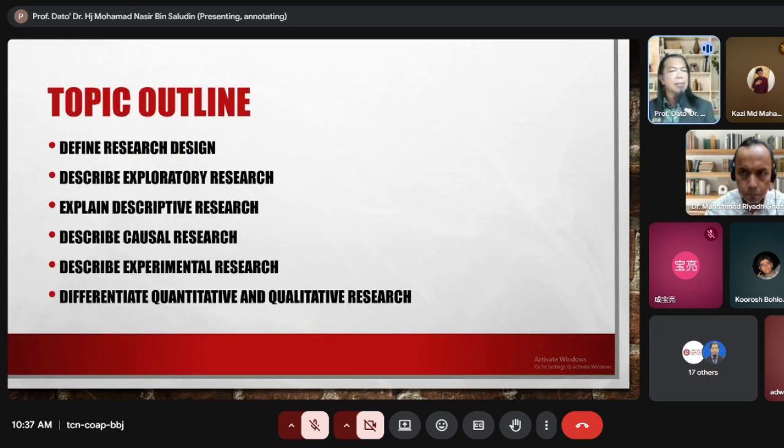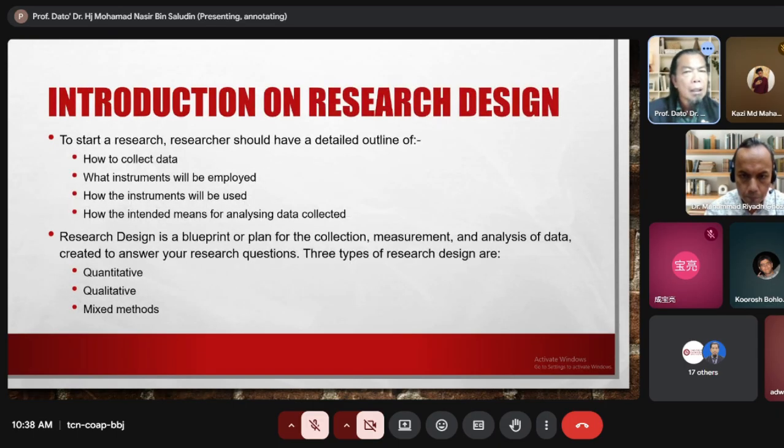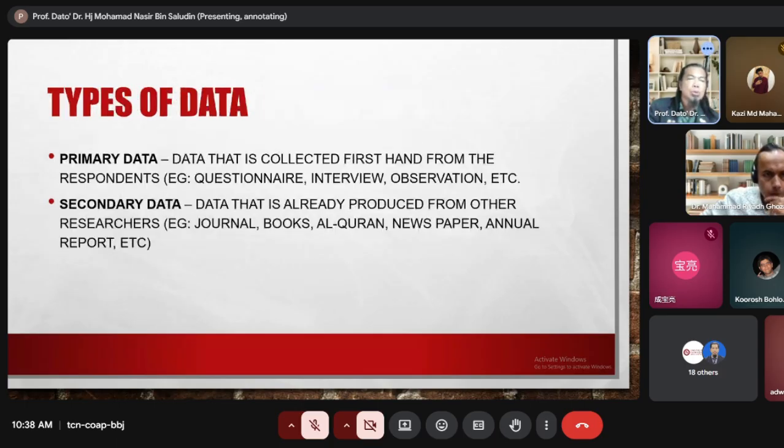Define research design. Describe exploratory research, explain descriptive research, describe causal research, describe experimental research, and differentiate. To start the research, researchers should have a detailed outline of how to collect data, what instrument will be employed, how the instrument will be used, and the intended means to analyze the data collected. Research design is a blueprint or plan for the collection, measurement, and analysis of data, created to answer your research question. The 3 types of research design are qualitative, quantitative, and also mixed method. That is the choice, up to you, which method you are willing to use.